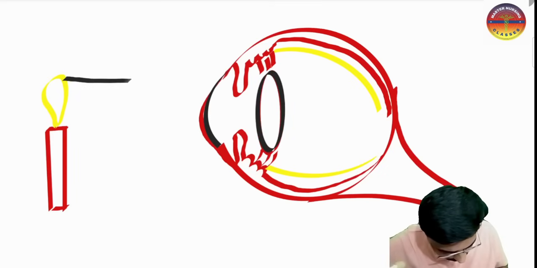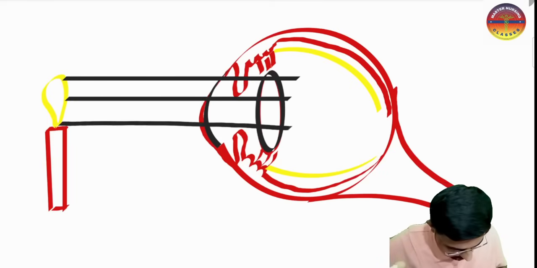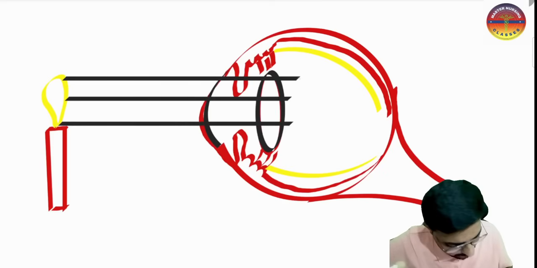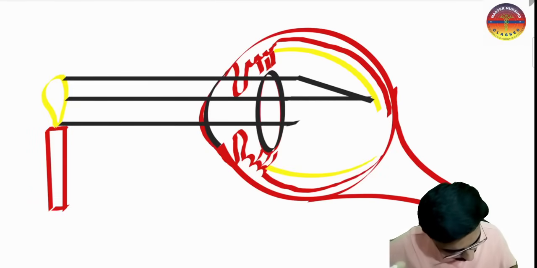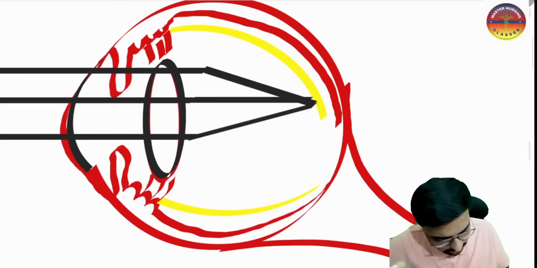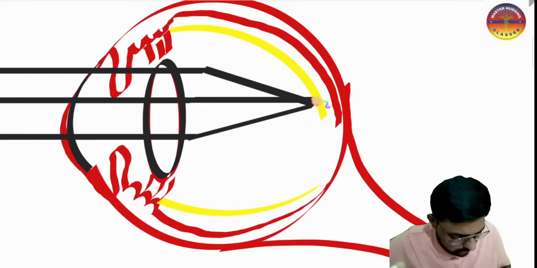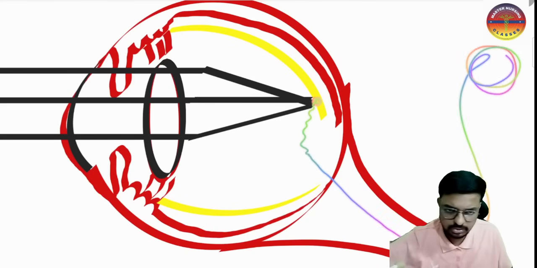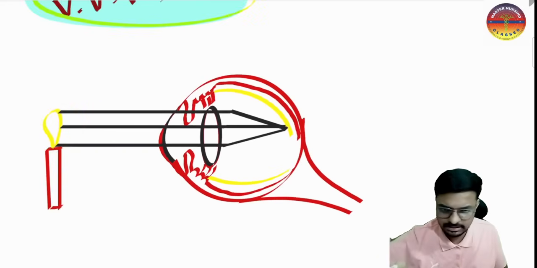Light rays are coming from the top of this image, from the middle of this image and from the base of this image. These light rays will bend properly in one particular area, especially over the macula lutea, and it will bend exactly on the retina. It will not bend here, it will bend exactly on the retina. From the retina the optic nerve will take signals to our occipital lobe, and in the occipital lobe this image will be sensed.